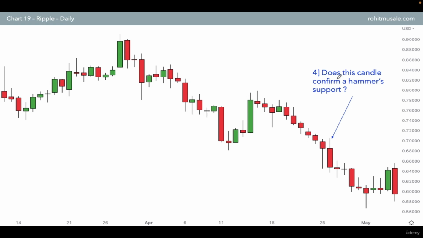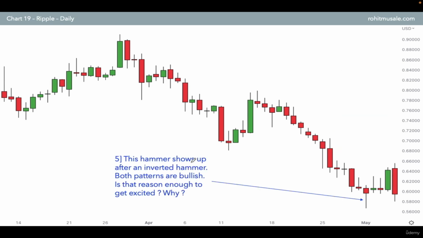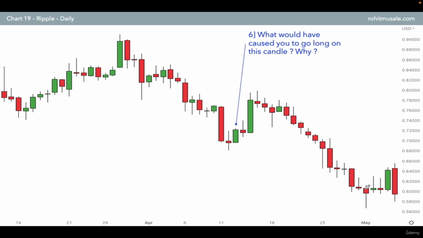Number 4, does this candle confirm a hammer's support? So this red candle. Number 5, this hammer shows up after an inverted hammer. Both patterns are bullish. Is that reason enough to get excited, and why? So here is the hammer, here is the inverted hammer. Number 6, what would have caused you to go long on this candle and why? So this green candle. Number 7, how many inverted hammers do you see on this chart?